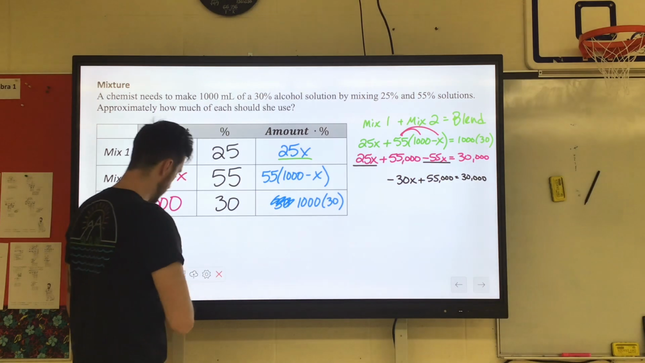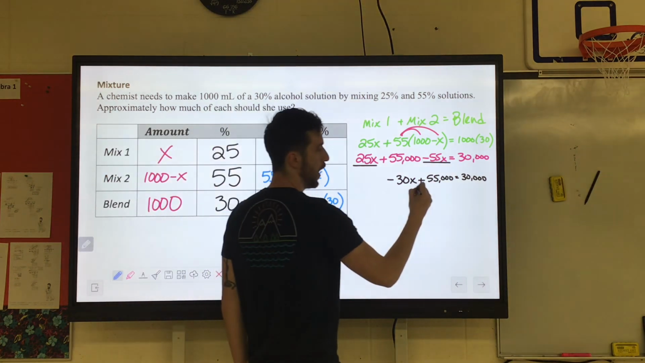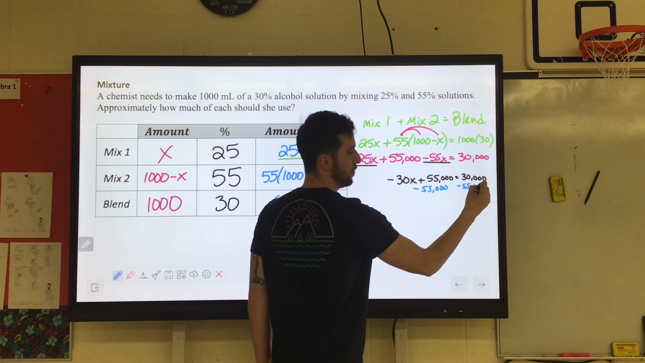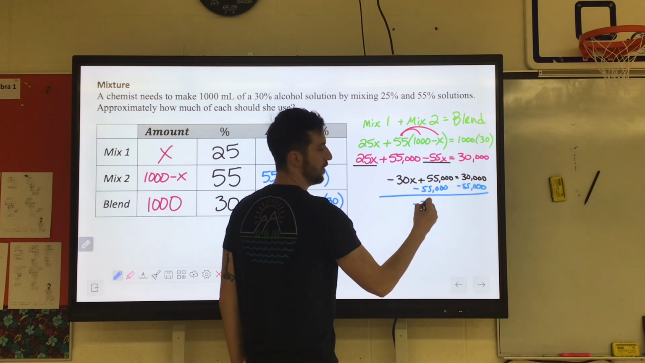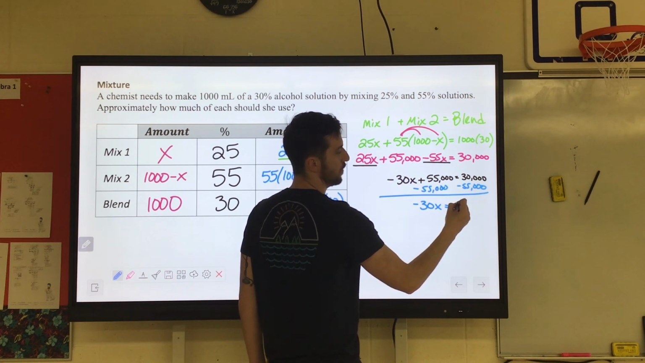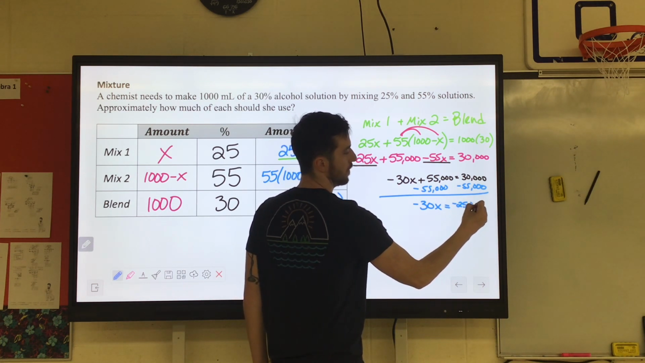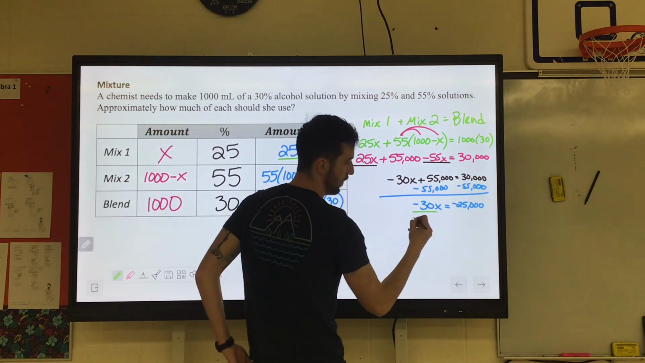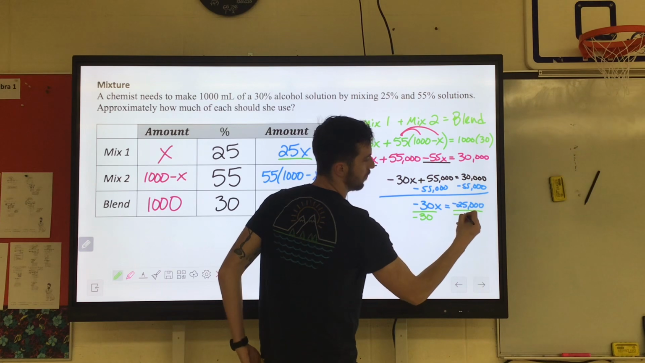We'll go ahead and subtract that 55,000. Writing a lot of zeros here. Negative 30X equals negative 25,000. And then we'll have to divide by that negative 30. Now we're going to get a decimal here. It asked for an approximation.